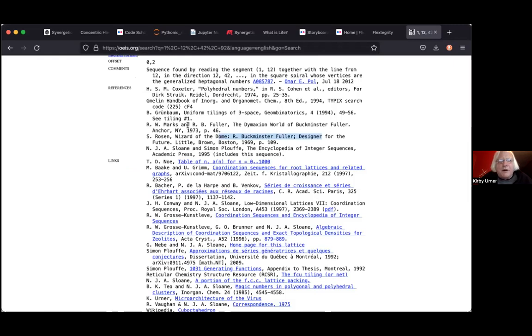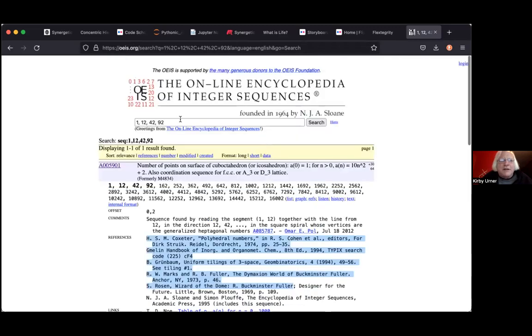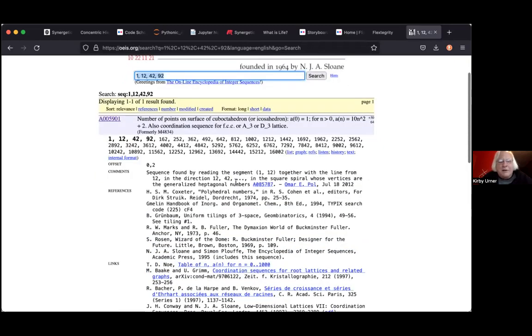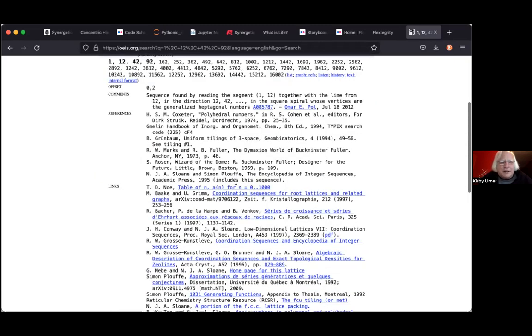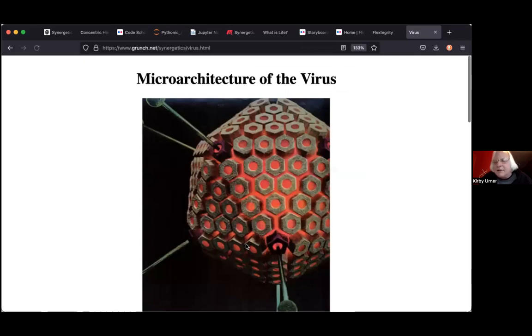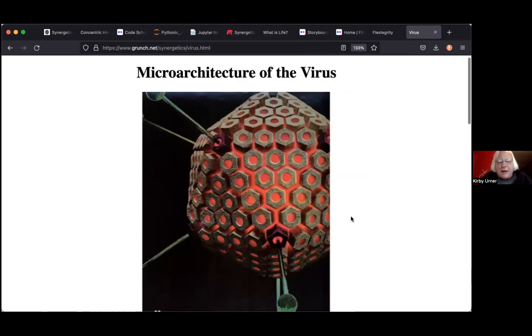There's Bucky Fuller in a couple of links here. What you do in the integer sequence is type in any sequence that might be of interest, and if it's in the database, you get back this whole page with all these links. And I'm very proud that I'm actually here, Kirby Urner, Microarchitecture of the Virus. If you click on that, it takes us back into that website I started in the 1990s.